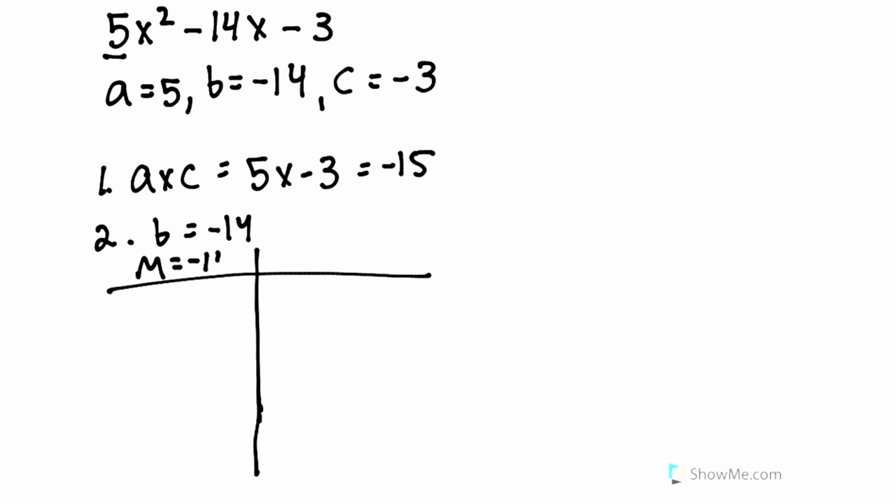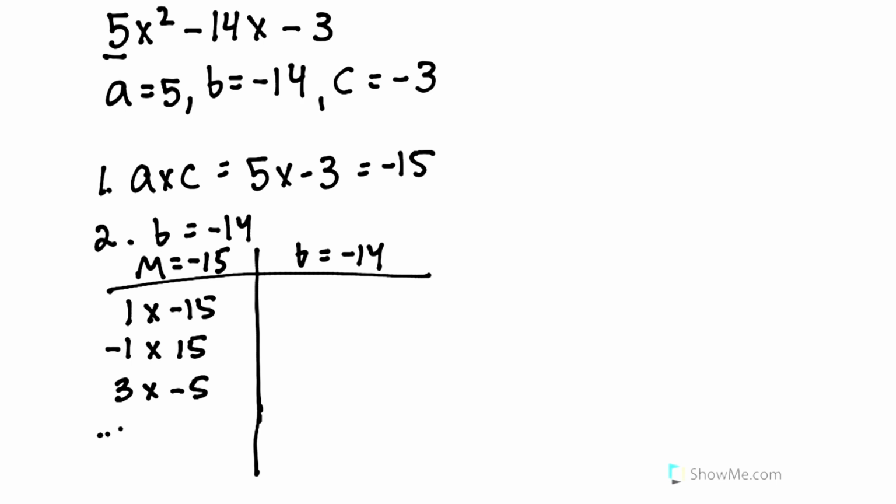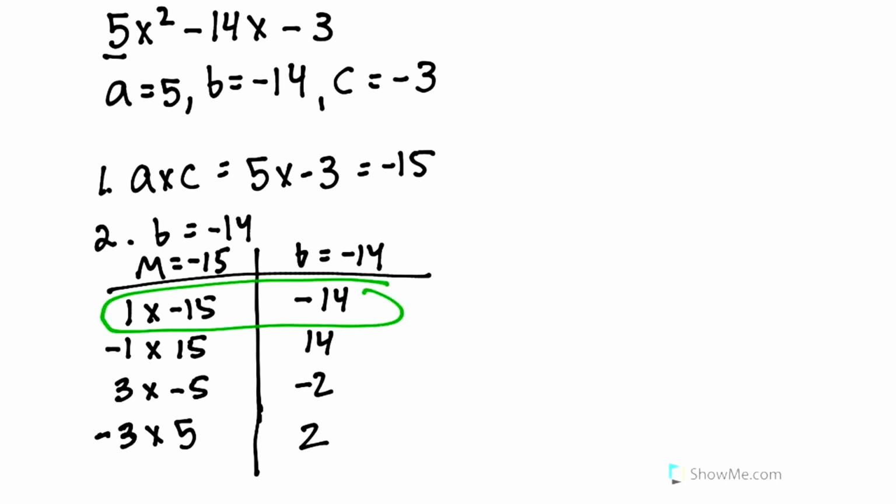and we know that we want two numbers that multiply to negative 15 and also add to negative 14. So our factors are 1 times negative 15, or the inverse, negative 1 times 15. We have 3 times negative 5 and negative 3 times 5. Then if we add all these together, we get 1 plus negative 15 is negative 14. We get positive 14, negative 2, and 2. So we can see here that we have found our two magic numbers. They're 1 and negative 15.